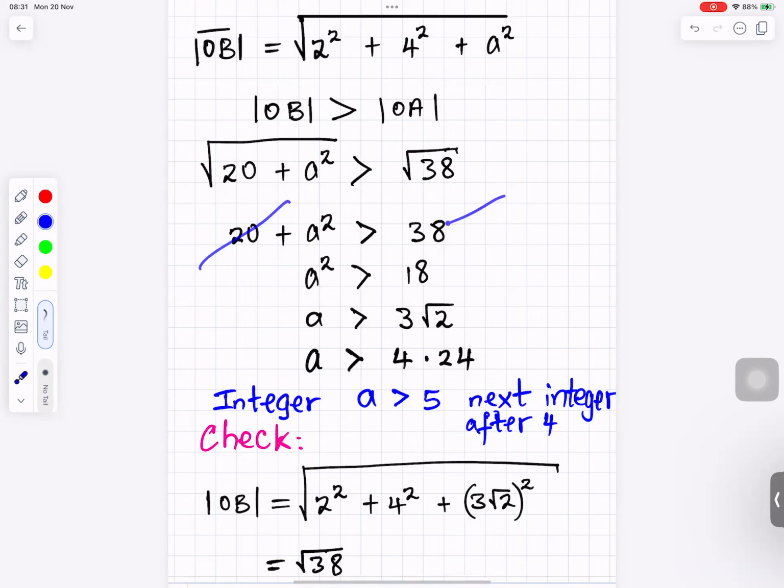You minus 20 from both sides, and you find the square root of 18. In your calculator, it gives you 4.24. And so the integer A has to be greater than 4.24. Which number comes after 4? The number 5. So that's why we use 5 as the answer. And you can check your answer for OB by putting that 3 root 2, and you will get root 38, which is the same. So for it to be bigger, you will have to use 5.